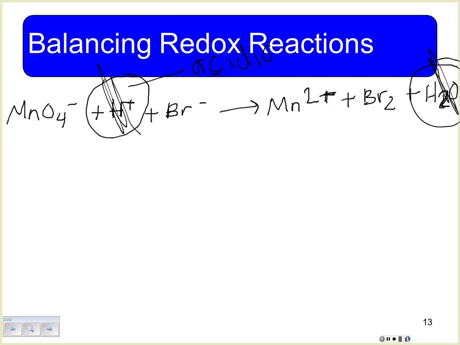Close. Somewhere you lost your H+. You should have had some H+ in your answer on this side. I know what you did. As soon as you add water, it's automatic. You've got to add hydrogen to the other side because you just added water. That's probably all you did.